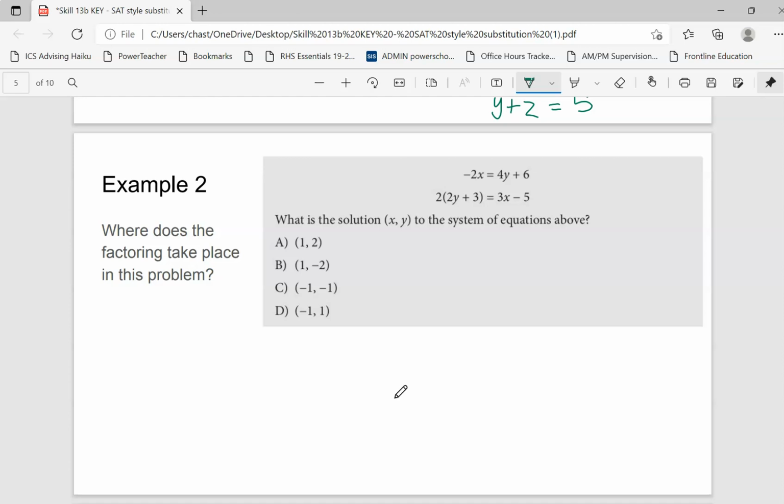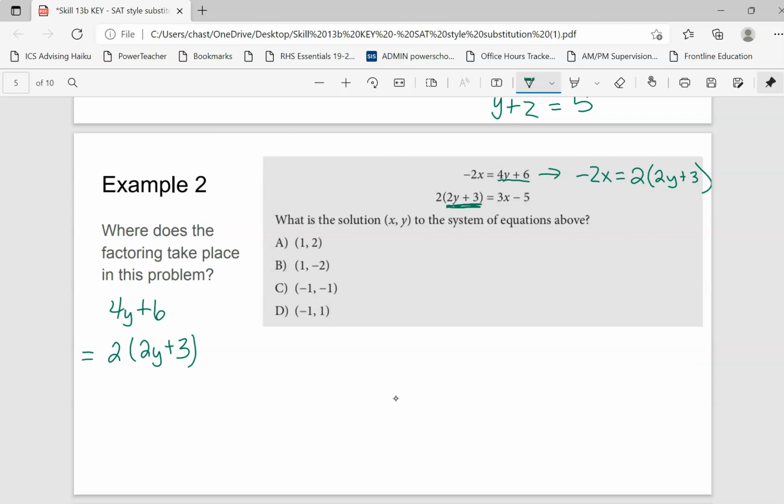This one here, we want to find the solution, the ordered pair that makes this system true. What I notice here is I've got a 2y plus 3 right here. Where does factoring take place? Where else can I make a 2y plus 3? Well, if you look at this 4y plus 6, that's the same as factoring out a 2, and you'll get 2y plus 3. So what this means is that negative 2x equals 2 times the quantity 2y plus 3.